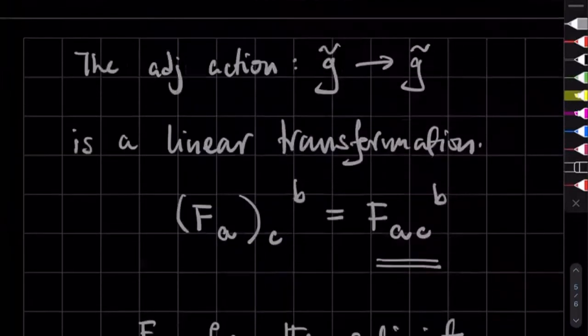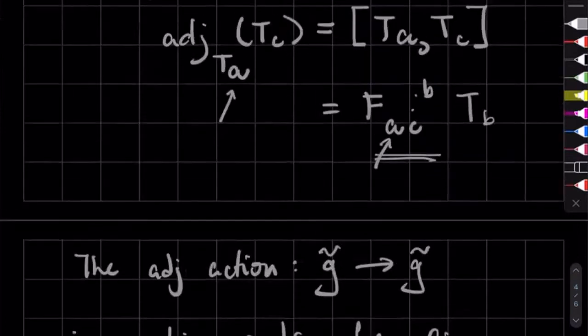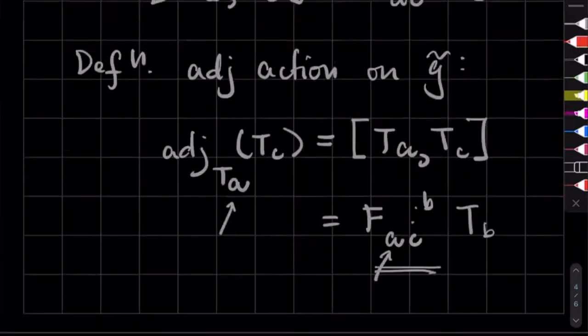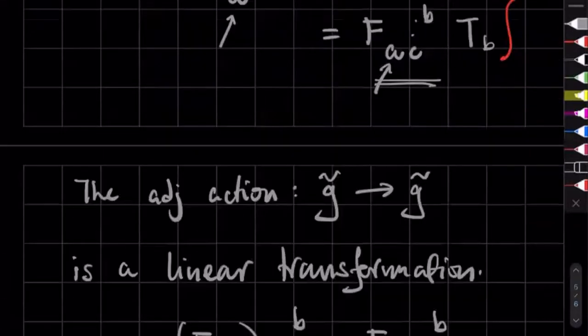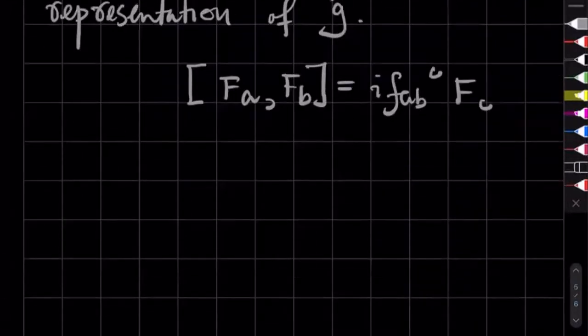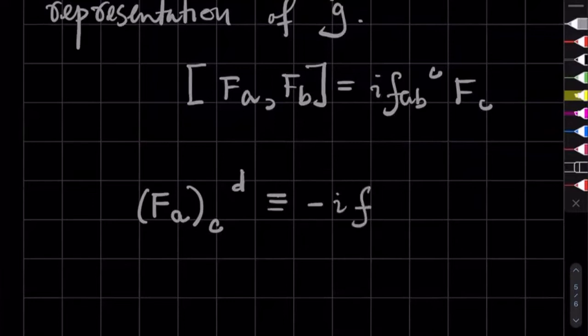So I haven't really given you a very explicit formula for F, but this equation should be very suggestive. And inspired by this equation, we define the adjoint representation F of A. So this is a matrix, and C of D to be minus I F of A C D. This is the definition of the adjoint representation.